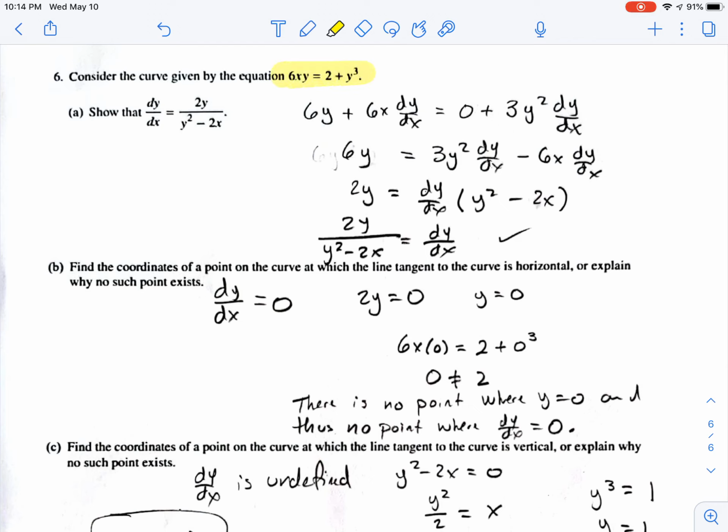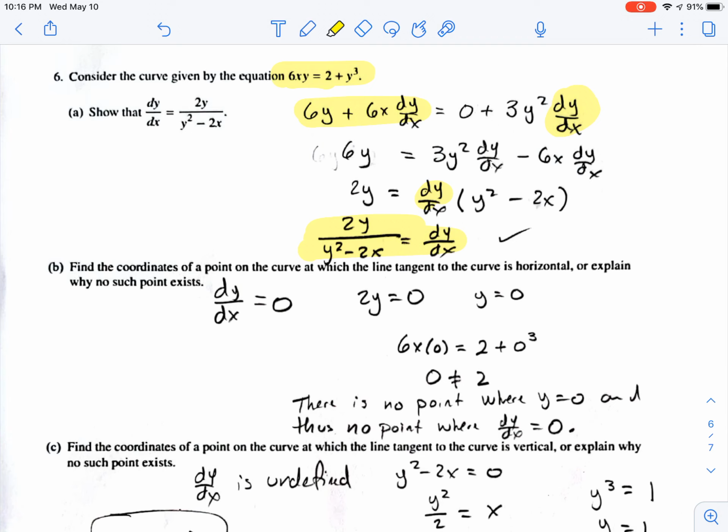And so it's just basically doing implicit differentiation with that, making sure you use the product rule for that 6xy, and then your derivative of y cubed. You got to make sure you multiply times the derivative of the inside function dy dx. Then you go through and you solve for dy dx by getting all dy dx's together, factoring, and then dividing. And ultimately, you can show that it comes there.